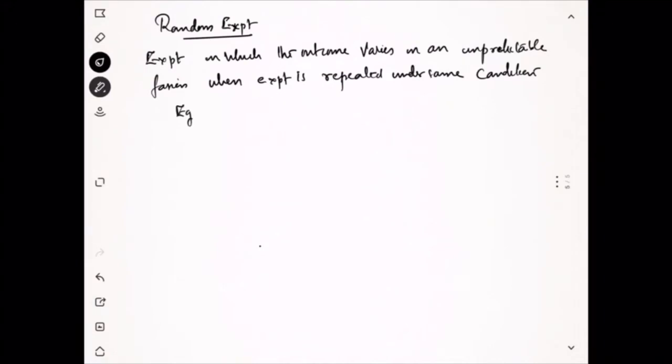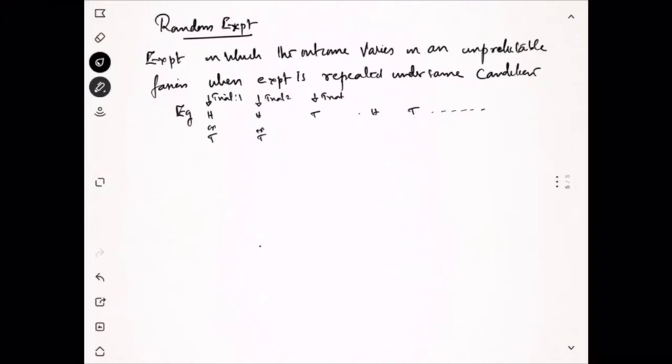For example, you are tossing a coin. For the first trial, you may get head or tail, and in the second trial you may get head or tail. In the third trial, maybe you may get tail, maybe in the fourth trial you may get head, or sometimes you may get the tail, and so on. So it is impossible to predict the outcome of this experiment. Such an experiment we will call a random experiment.